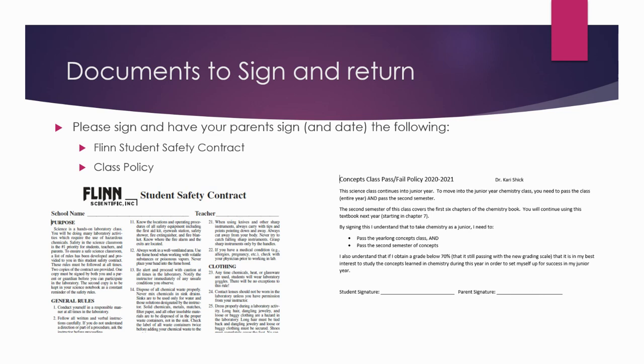It says that to take chemistry as a junior, you need to pass the year-long class and pass the second semester. You're also signing your understanding that if you obtain a grade below 70%, that's still passing with the new grading scale, that it's in your best interest to study concepts learned in chemistry during the year in order to set yourself up for success. So this is important that both you and your parents understand this, because this is different than all the other classes that are given here at Beaumont.